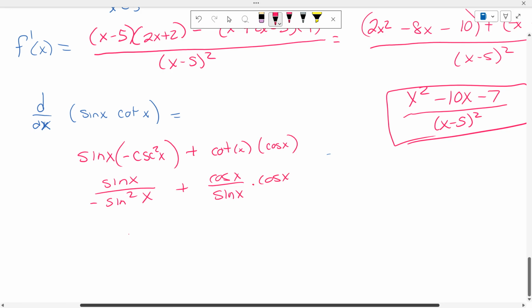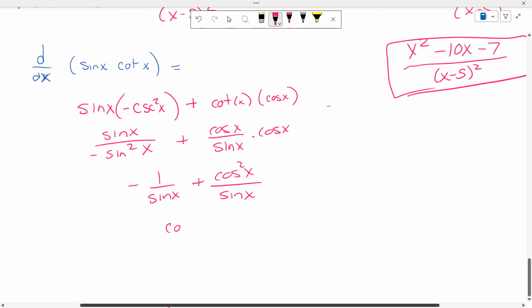So this is negative 1 over sine of x plus cosine of x over cosine squared of x over sine of x, which is cosine squared of x minus 1 over sine of x. What's cosine squared of x minus 1? Not quite. Negative sine squared, which is negative 1. Now you're going, boy, that was difficult.